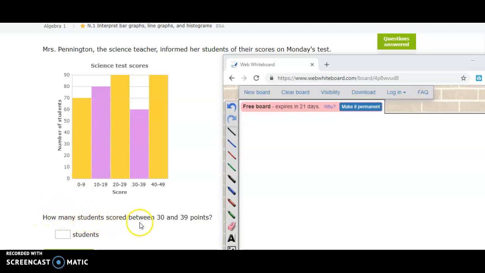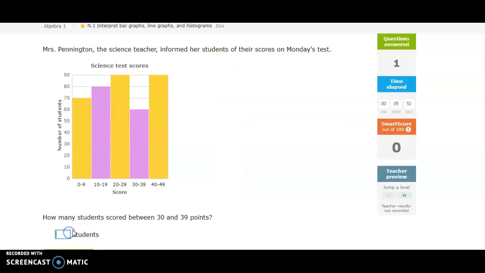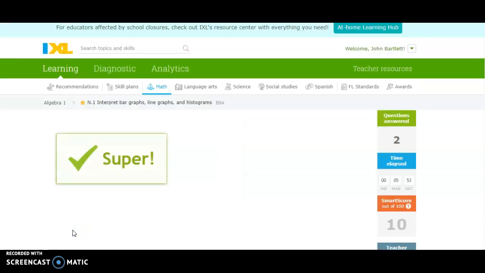How many students scored between 30 and 39 points? So for this one, it asks for a score. So we're going to go to our score of a 30 to a 39. And then we look at where the graph ends, which is right here, which matches with 60. So 60 students scored that.